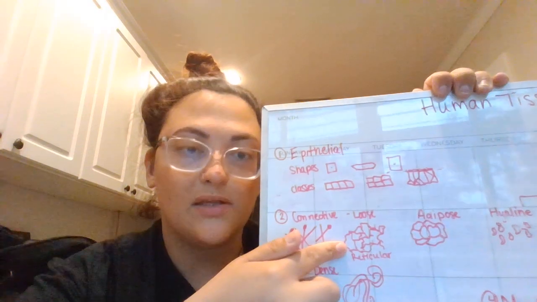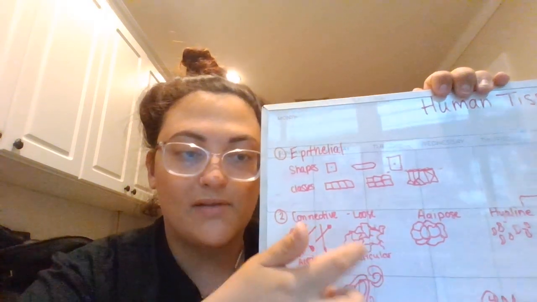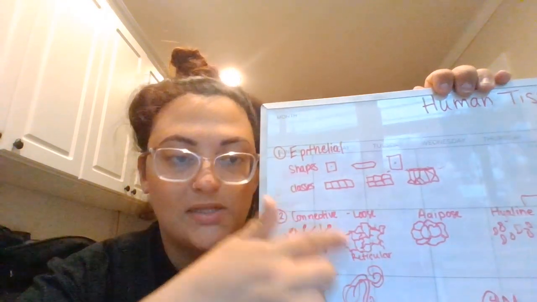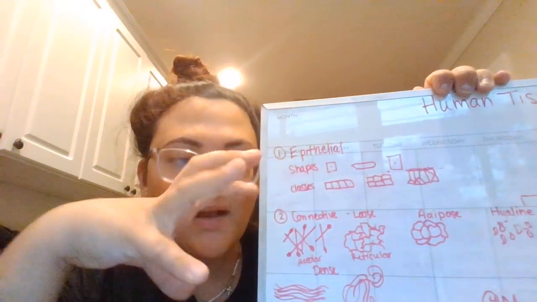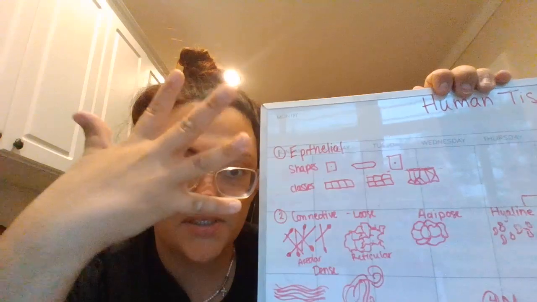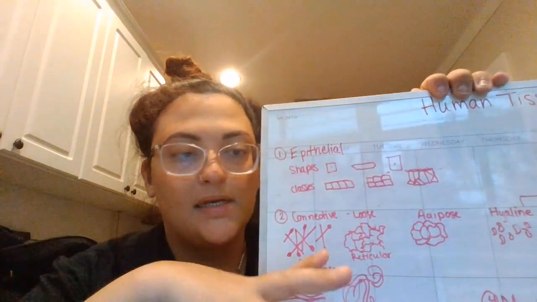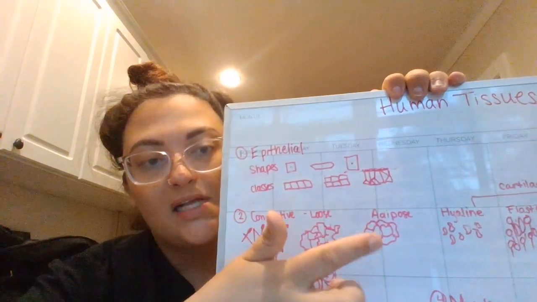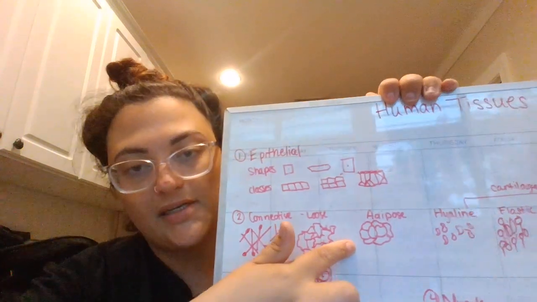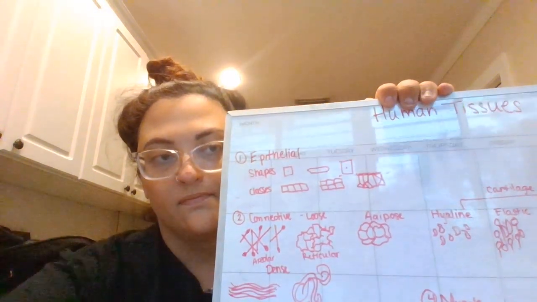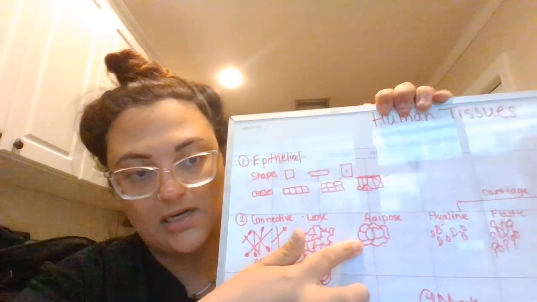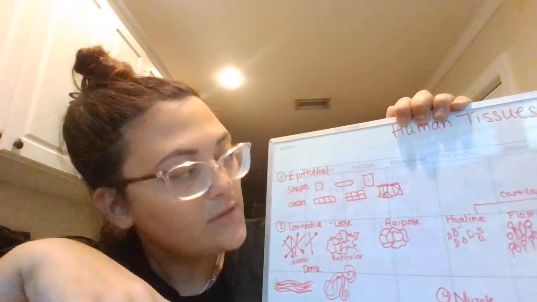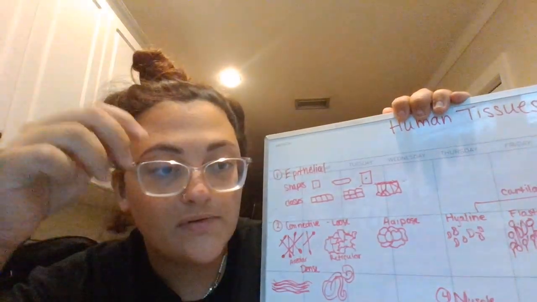And this is reticular. These each have a nucleus inside of them, but it's a little bit more fibrous rather than branches, and then of course there's also adipose right here. Adipose, this is right here. And then there's different types of cartilages.